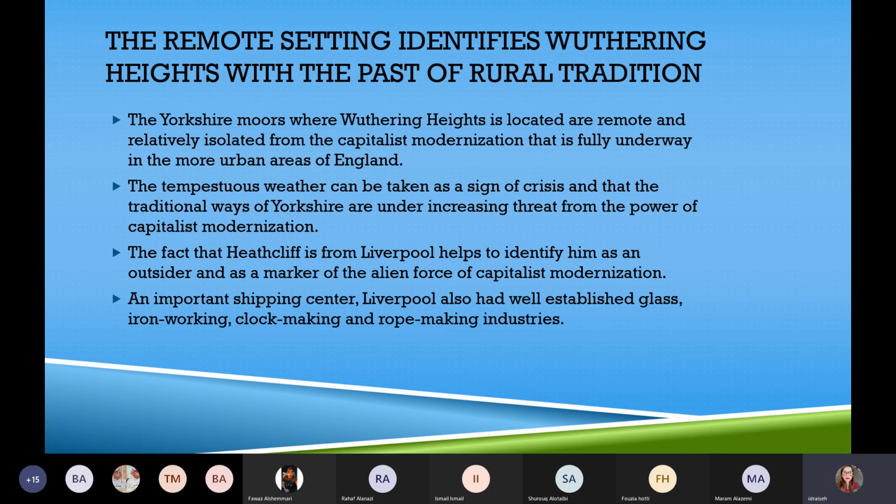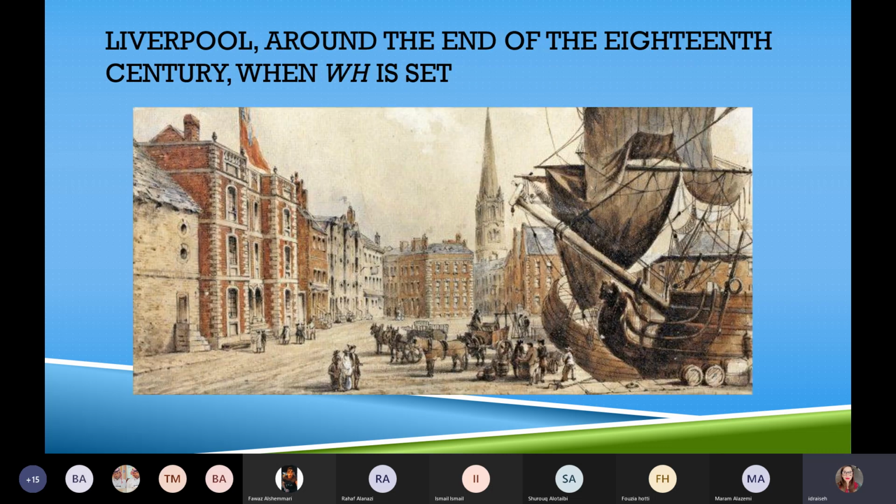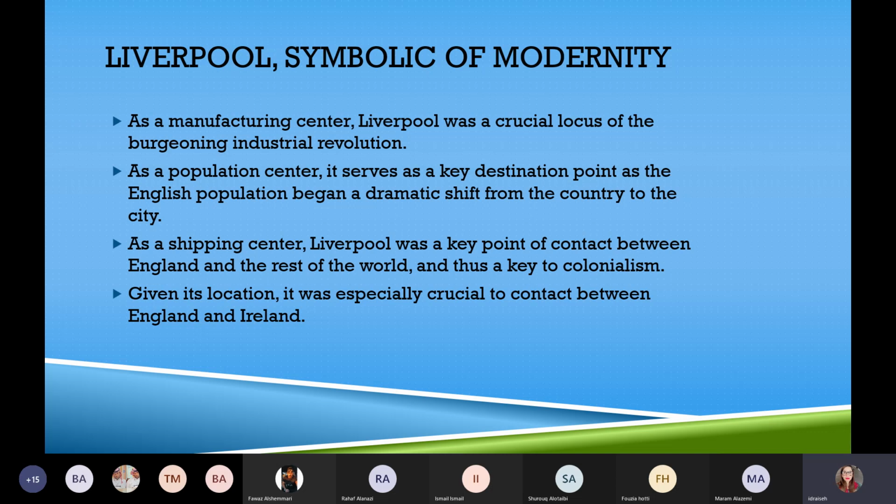So like I said, where Heathcliff comes from, Liverpool was actually an important shipping center, and it had well-established glass and iron working and clock making. And so all those industries were basically kicking into gear. This is Liverpool. This is how Liverpool looked around the end of the 18th century, which is when Wuthering Heights is set, because we know that Wuthering Heights is set at the end of the 18th century. We said 1771, I guess, when the boy Heathcliff arrives in Yorkshire, and it ends at the very beginning of the 19th century.